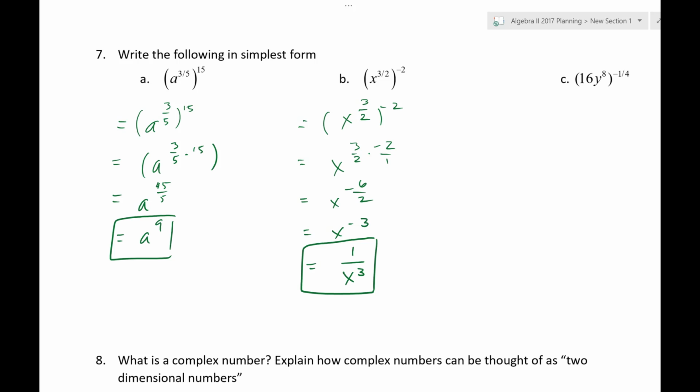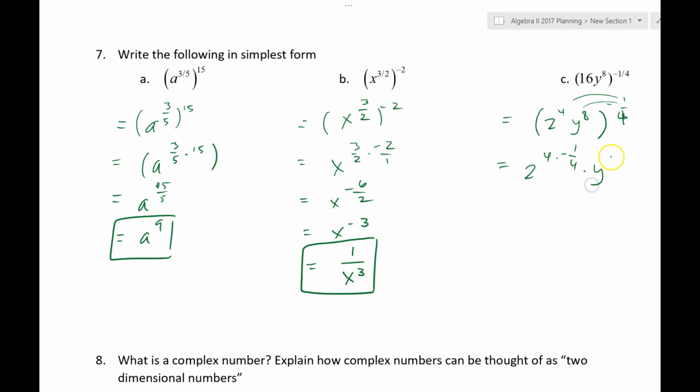And the last one here, I'm going to use a similar approach here. I'm going to rewrite the stuff inside the parentheses in terms of powers if I can. Well, 16 I know is 2 to the 4th. Y to the 8th I'll leave as is. And just same rules of exponents. Don't worry about it that it's a fraction. Apply. So we're going to 2 to the 4th times -1/4. It's almost like I'm distributing that 1/4 to each of those terms.